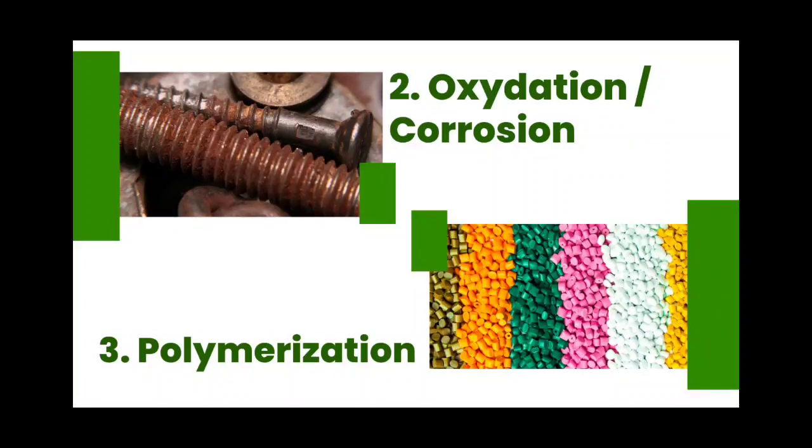Oxidation and corrosion. Oxidation is a process where an atom or molecule loses electrons. Corrosion is a type of oxidation that occurs when a metal reacts with its environment and undergoes a chemical change. Rusting is the most common type of corrosion, which is the formation of iron oxide on the surface of iron or steel. Corrosion can be prevented by coating, painting, galvanizing, or anodizing the metal surface.